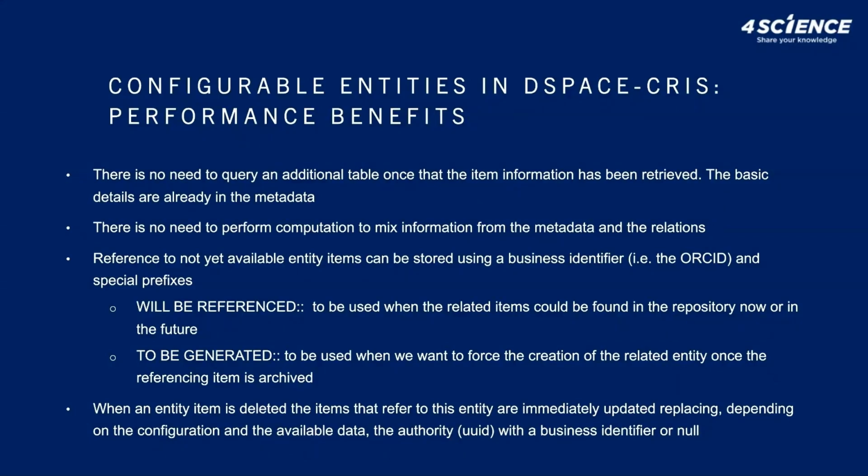We only create a person item if a publication is submitted, and during the workflow the librarian finds that this person item is really needed, so it was not a mistake and not a duplicate. And when this publication is finally archived, the person item is eventually created.